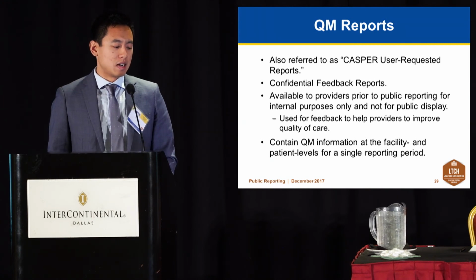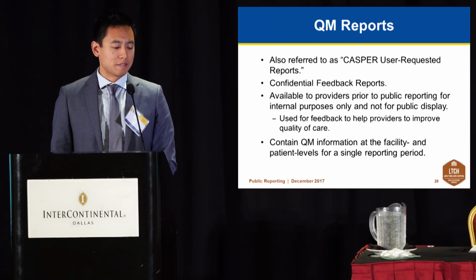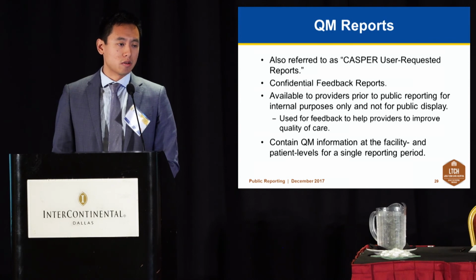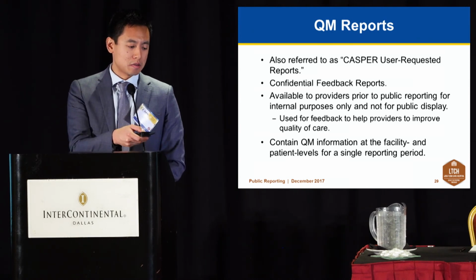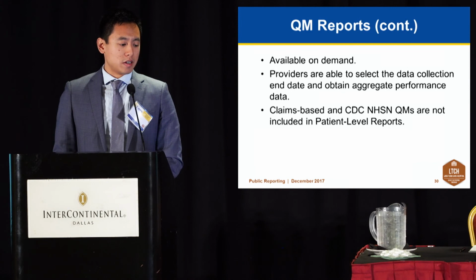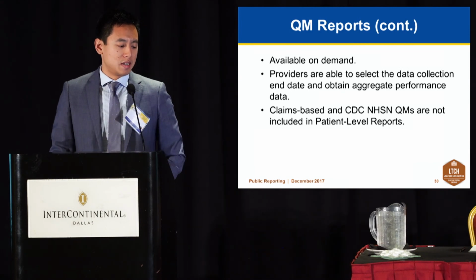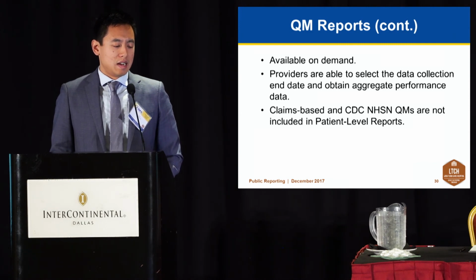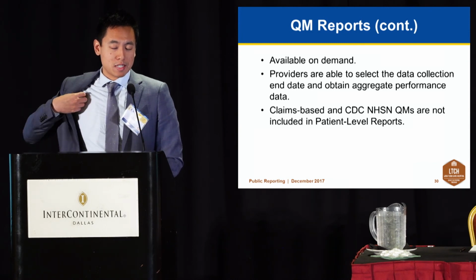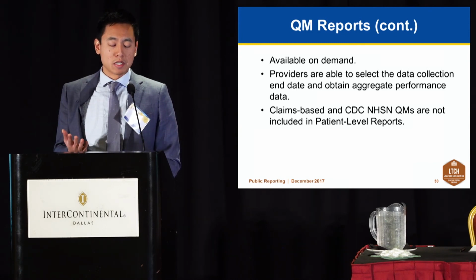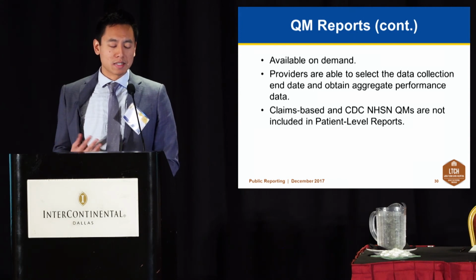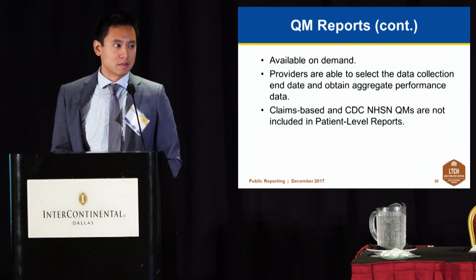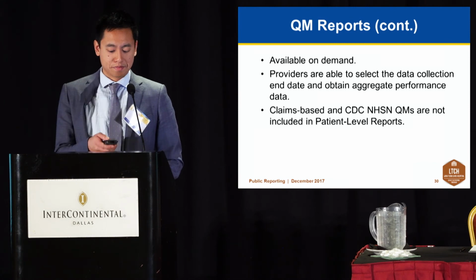These reports contain quality information at the facility and patient levels for a single reporting period. These reports are available on demand, and providers are able to select the data collection end date and obtain aggregate performance data. The QM facility level reports contain all 3 types of measures, but the patient level report at this time is only for assessment-based quality measures.